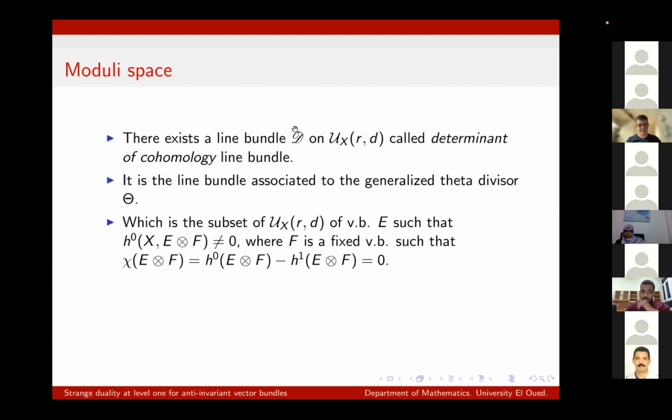So the goal is to consider the space of global sections of this line bundle, which is the determinant of cohomology line bundle, for some power D. And okay, so this is the determinant of cohomology line bundle.